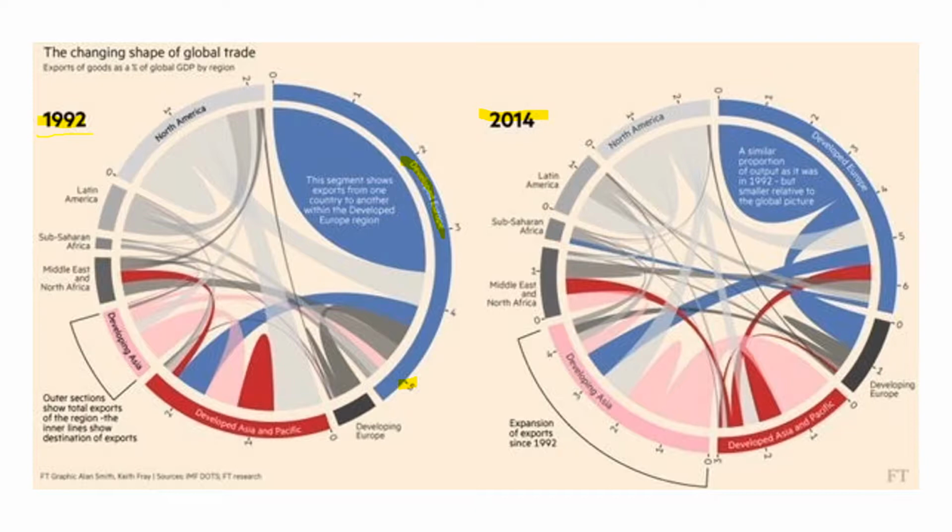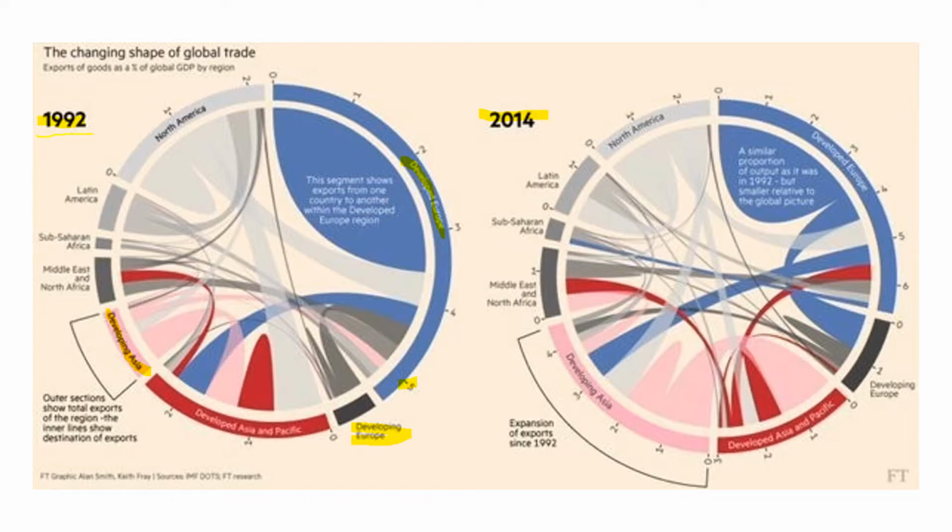We can then see relatively small amounts of exports coming from the developing countries in Europe, so Eastern European countries predominantly, and developing Asian countries as well. And then again, some smaller contributions from other countries.